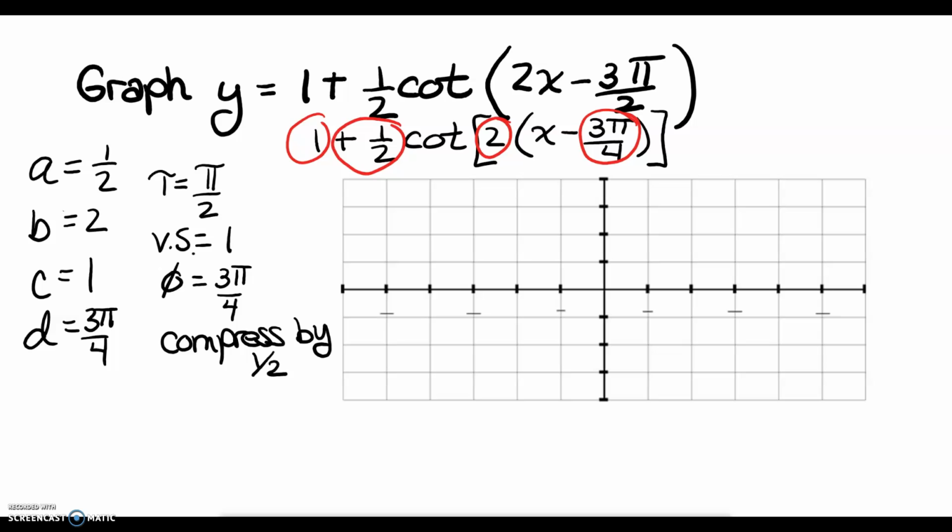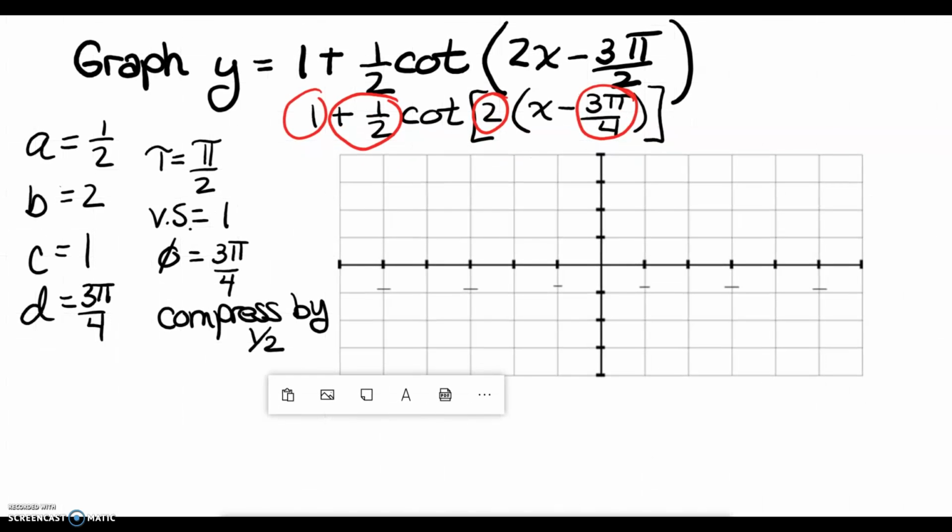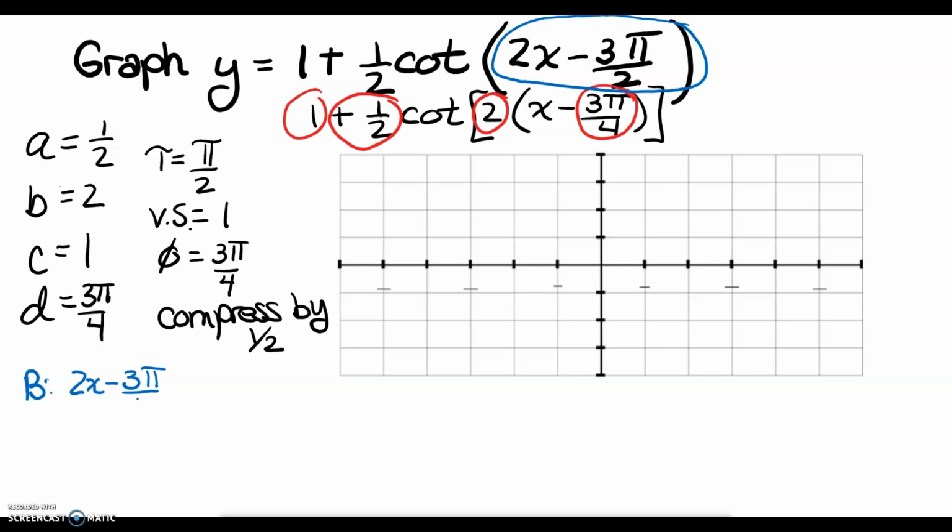All right, so let's go ahead and find the beginning and the end of this graph. So the beginning, I'm going to take what's inside the parentheses, right? Everything that I'm taking the cotangent of, set it to 0. So now I get 2x equals 3 pi over 2. And when I divide by 2, I get 3 pi over 4. Which looks really good because that is my phase shift. My end is going to do the same thing, except we're setting it equal to pi instead.